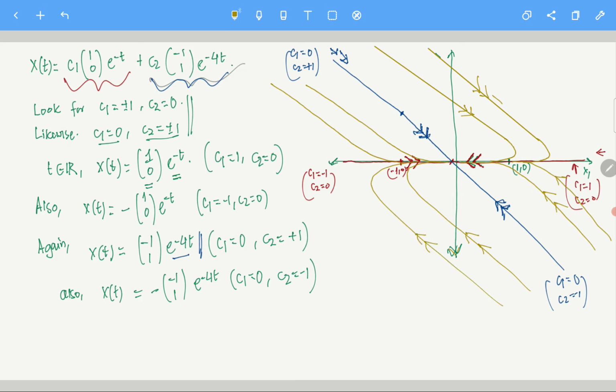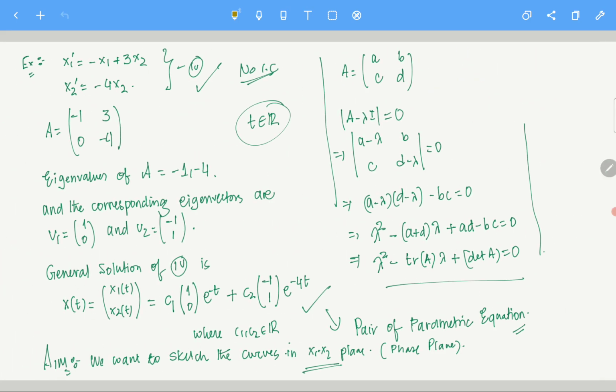Yes, just fill it up. Why can we fill it up? That's very important. Why can we do this? See, here, this is the equation, and this is x prime equals A x, right?